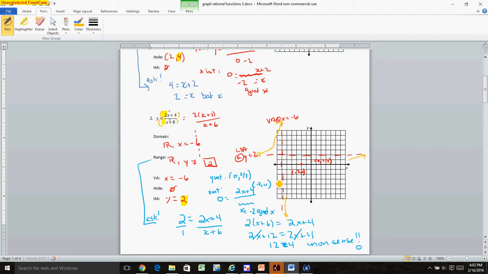Remember, 2 is kicked out of the range, so I know I'm not going to hit my horizontal asymptote, but I sure better hit my x-intercept and my y-intercept, and then slide. Whoops, I hit the horizontal asymptote, didn't I? I didn't mean to. And make sure that you have your arrows and everybody's label, right? Move on to number 3.